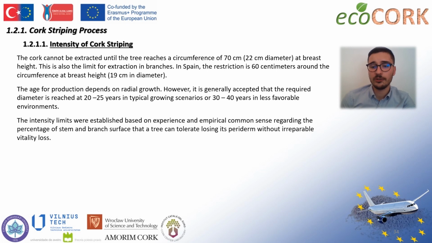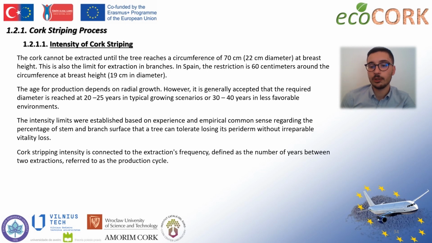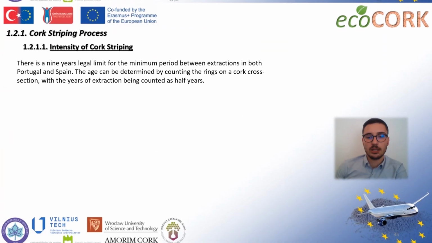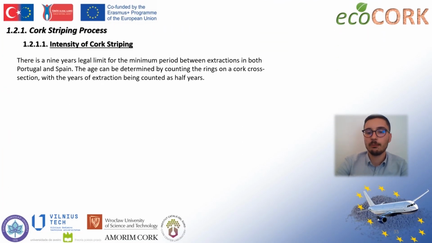The amount of cork that is stripped depends on how often it is extracted. The number of years between two extractions is called the production cycle. A lot of research has been done on how cork grows during the cycle, and it seems that the length of the cycle is based on the need to get the cork plank to a certain thickness so that it can be used in industry. In both Portugal and Spain, the minimum time between extractions is set by law at 9 years.